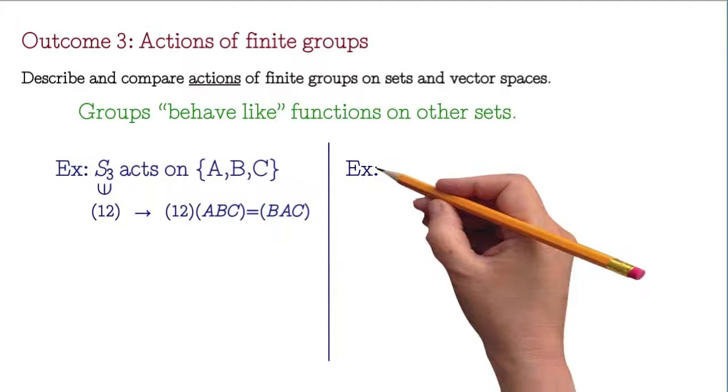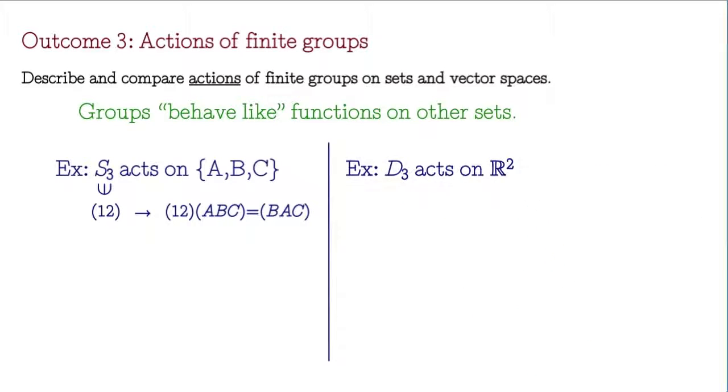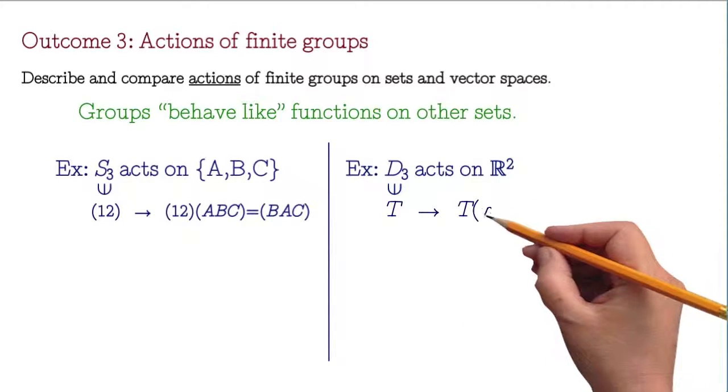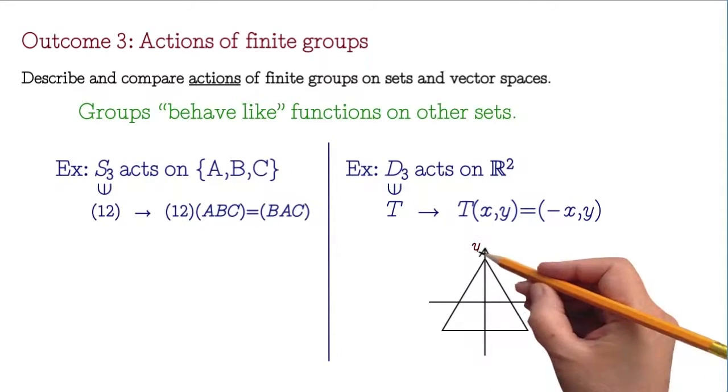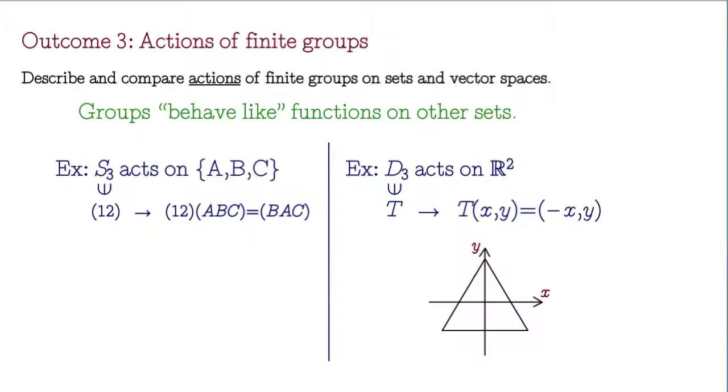We can also look at the actions of groups on vector spaces. So for instance, D3, that dihedral group of the triangle, we can think of as acting on the xy plane, R2. How? Well, let's take an example of an element of D3, T, the transposition, and imagine that being associated to the linear transformation on R2, which takes (x, y) and replaces it by (-x, y). This is how we usually envision the dihedral group acting, namely taking this triangle and flipping it about the y-axis. So groups can, in that sense, behave like functions on other sets, or on vector spaces, and so we're going to look into that a bit.